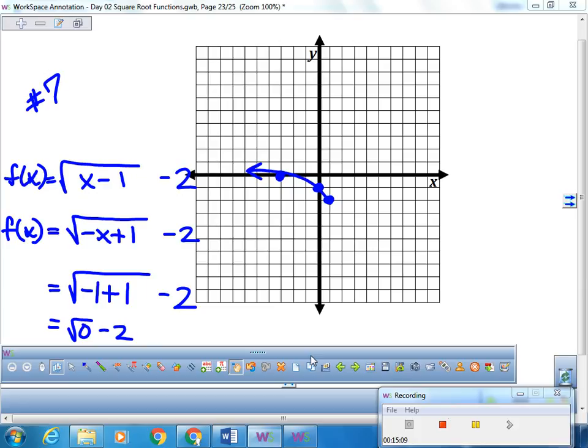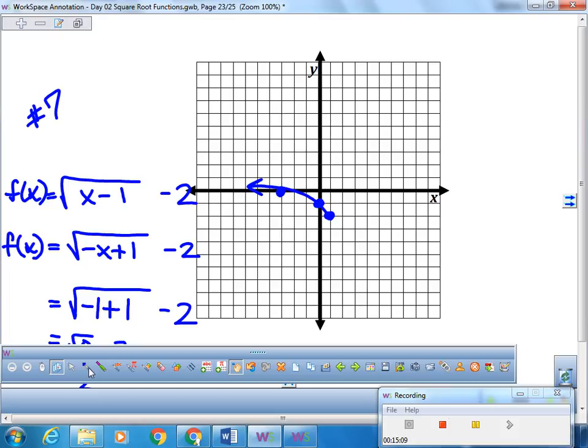Reflection over the x-axis is down here, so that would look like this. Reflection over the x-axis would be down here. Reflection over the y-axis would be here.